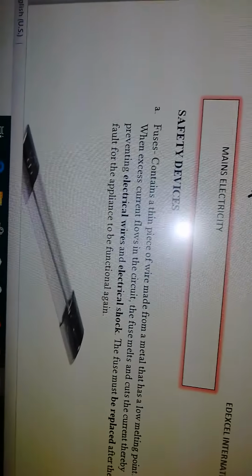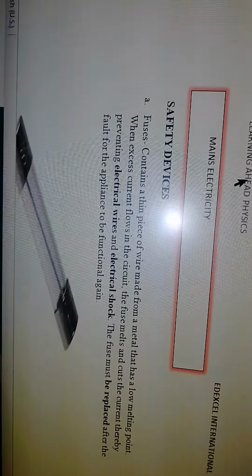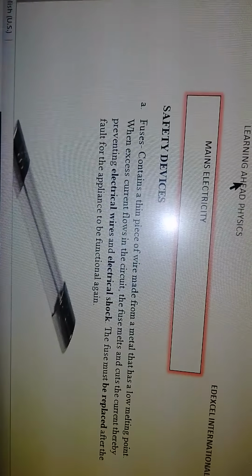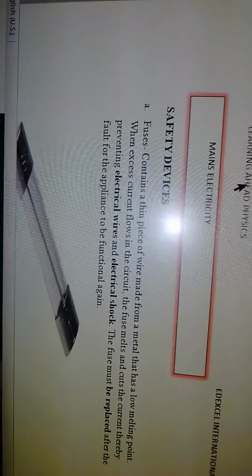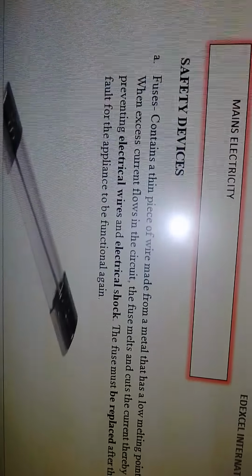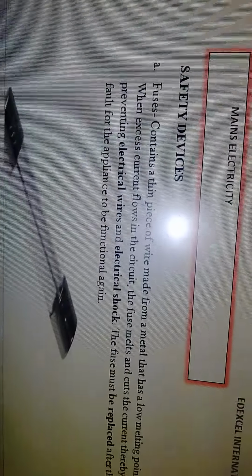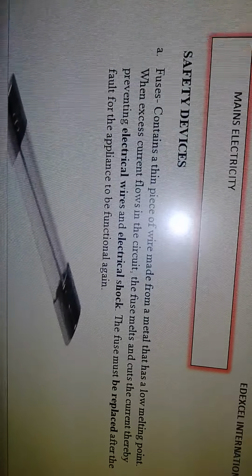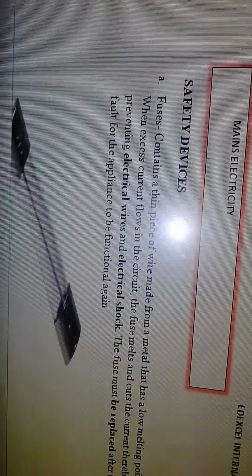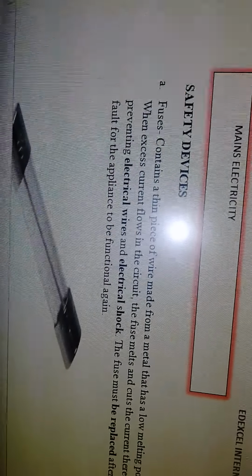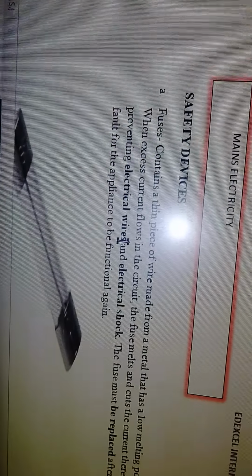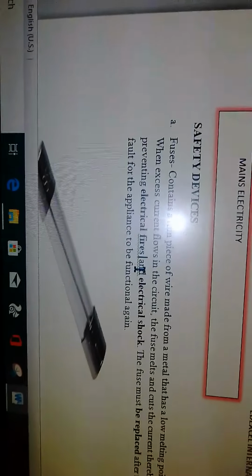Safety devices. Fuses. A fuse contains a thin piece of wire made from a metal that has a low melting point. When excess current flows in the circuit, the fuse melts and cuts the current, thereby preventing electrical fires and electric shock. This one here should be electrical fires.